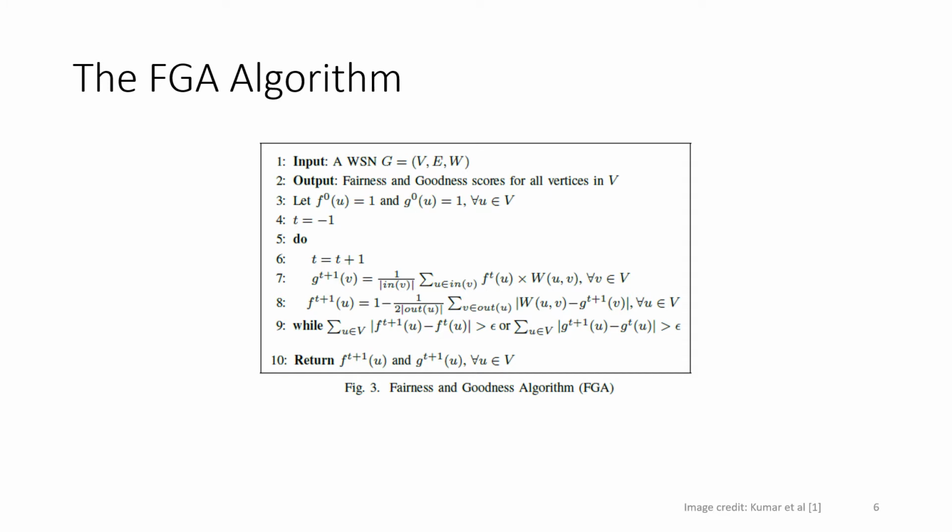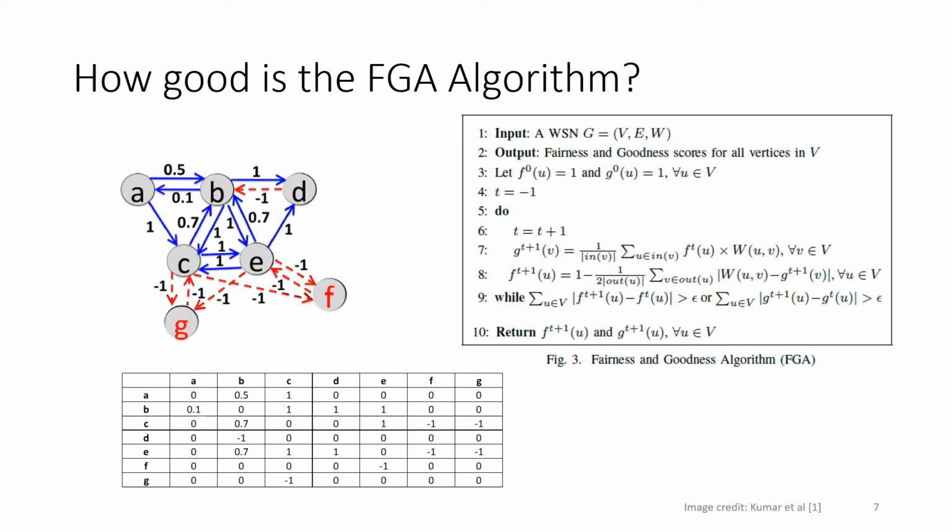Here's the fairness and goodness algorithm, which will be explained in later slides. But it's good for us to note that the interval of the fairness scores lies between 0 and 1, while that of the goodness scores is between -1 and 1, and that of the edge weights is also between -1 and 1. How good is the fairness goodness algorithm? Let's take a look at that from this example.